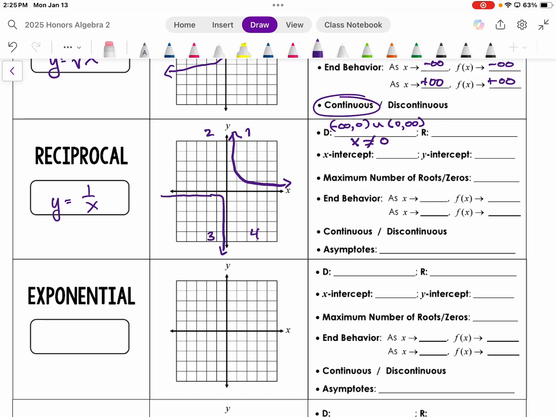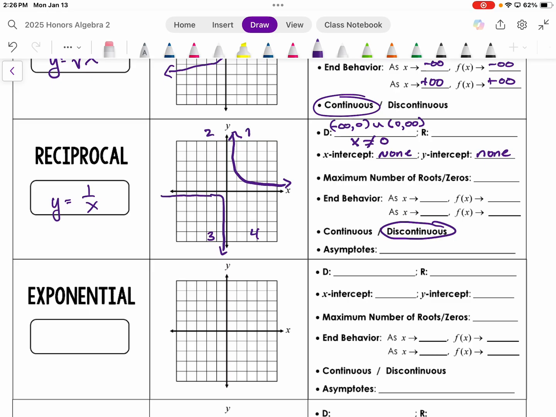Now, real quickly, is it continuous or discontinuous? It's discontinuous because we drew, picked up, and started drawing again. So we can go ahead and circle discontinuous. It is discontinuous because we had to skip over that not-equal-to value. The parent function has no x-intercepts and no y-intercepts, so we write none. We don't leave it blank. Leaving it blank means you have no clue.